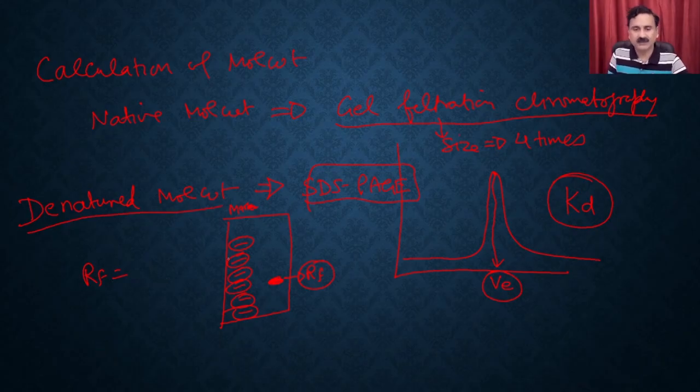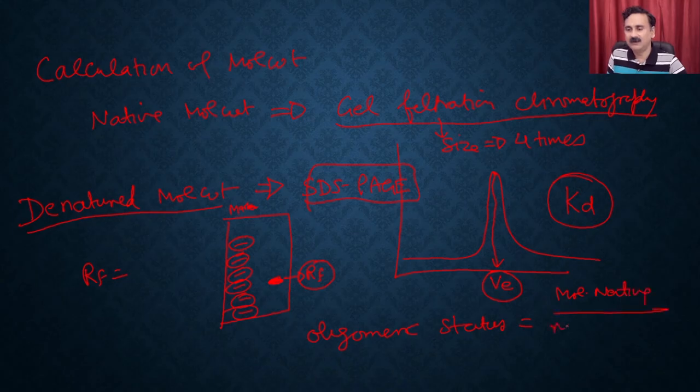I have already discussed this whole thing earlier, so that's how you can calculate the denatured molecular weight. And once you have the native molecular weight and the denatured molecular weight, you can utilize them for calculating the oligomeric status, which is the molecular weight native versus molecular weight denatured, right?